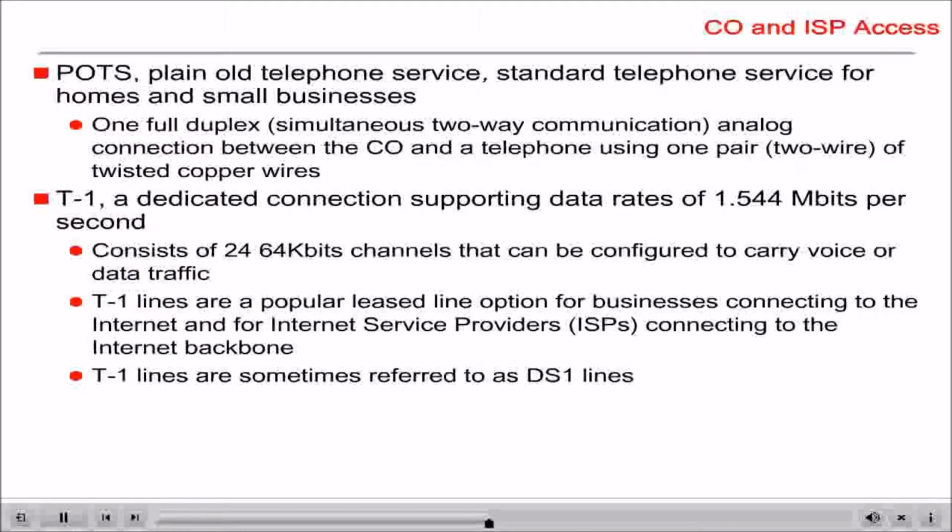T1 is a dedicated phone connection between a company and the LEC or ISP that supports data rates of 1.544 megabits per second. A T1 line consists of 24 individual channels if used for voice, each supporting 64K, or bits per second. Each 64K channel can be configured to carry voice or data traffic. T1 lines are popular lease lines for businesses connecting to the Internet and for Internet service providers connecting to the Internet backbone. T1 lines are sometimes referred to as DS1 lines.